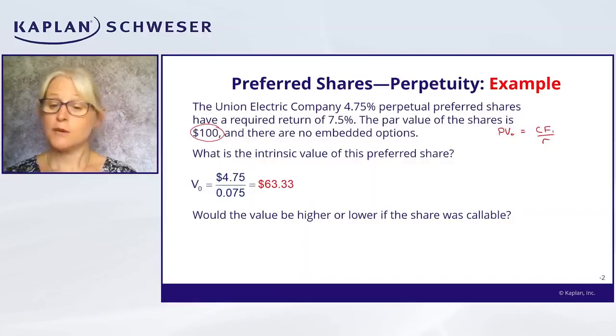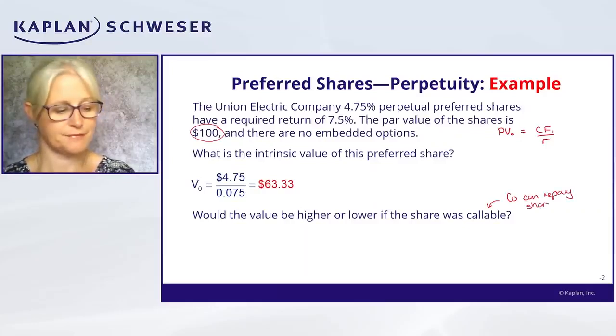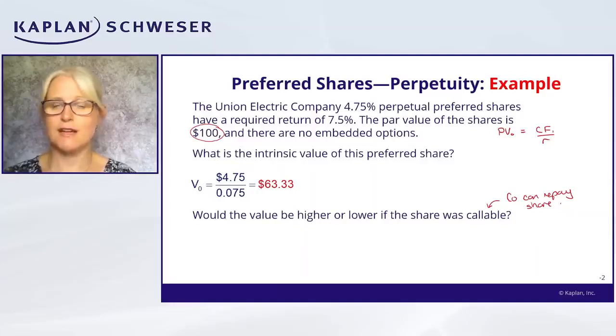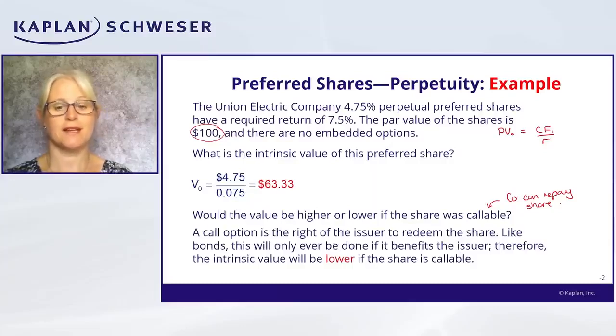Okay. So if the share was callable, now again, you might not have done fixed income where we learn a bit more about this. Callable means that the company, not the investor, can repay the share. Okay. They'll only do that if it's in their interest. If it's in their interest, it's probably because they've got a cheaper source of finance available now. It's not in the investor's interest. So if the share was callable, then it's likely that the value would be lower than otherwise because it's not in the investor's best interest.